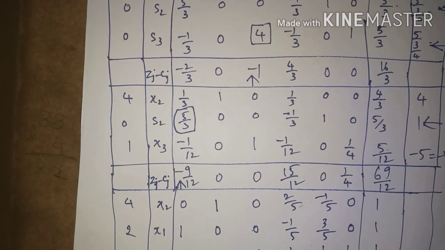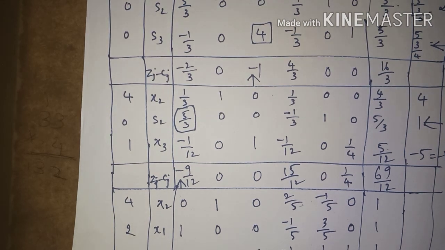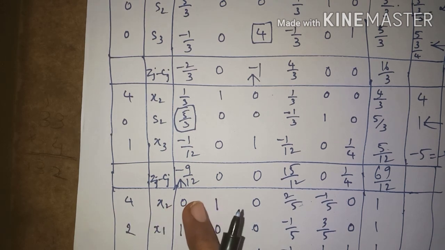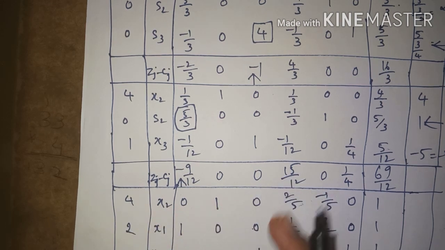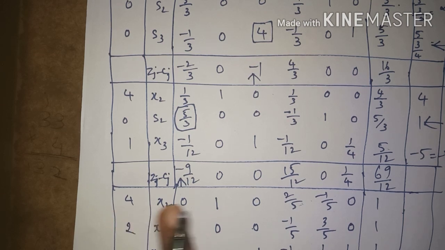Now we will calculate the index row element. Now after finding the index row, we can check whether we can move further or we can stop the iteration. Did we reach optimality or not, we will see. 4 into 0 plus 2 into 1 plus 1 into 0 minus 2, 0. 4 into 1 plus 0 plus 0 minus 4, 0. 4 into 0, 0 plus 0 plus 1 minus 1, 0.